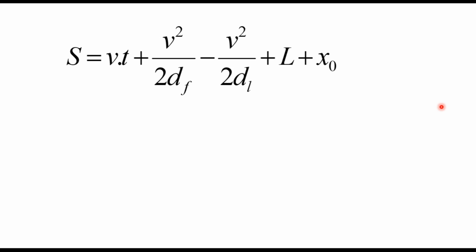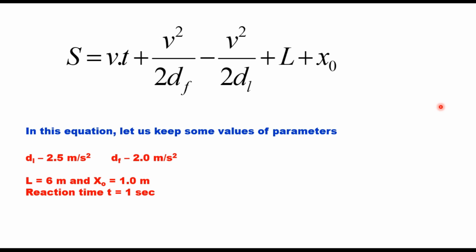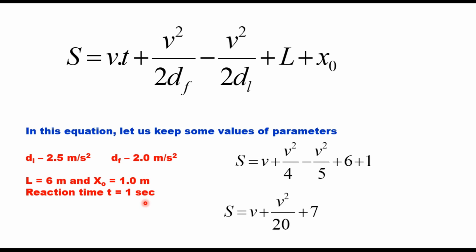Let us put some values here. Let us assume that dl is 2.5 meter per second square, df is 2 meter per second square, length of the vehicle is 6 meters, safety margin is 1 meter, reaction time is 1 second. So with these parameters, if you put these values in this equation, you get s is equal to v plus v square upon 20 plus 7.